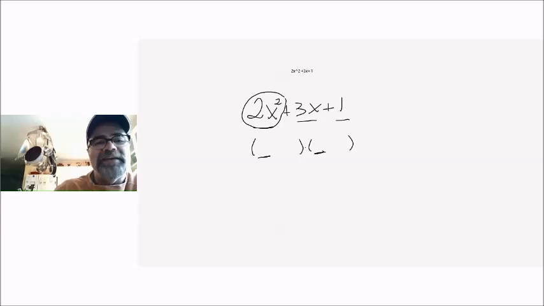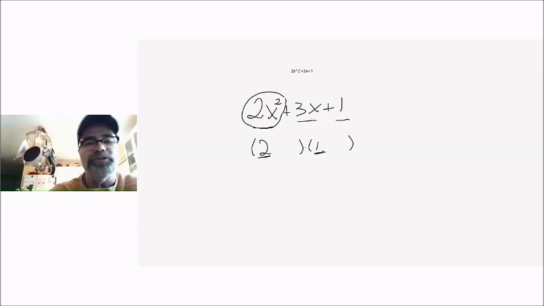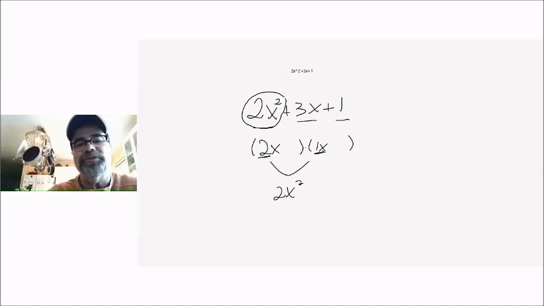And of course, if you think about what two numbers can I multiply together to give me 2, well, let's start with the obvious ones, which is 2 and 1. And then what two things give me x squared? Well, that's going to be x here and x over here. So this becomes 2x times 1x, which is my 2x squared. Okay, so we're off to a good start.